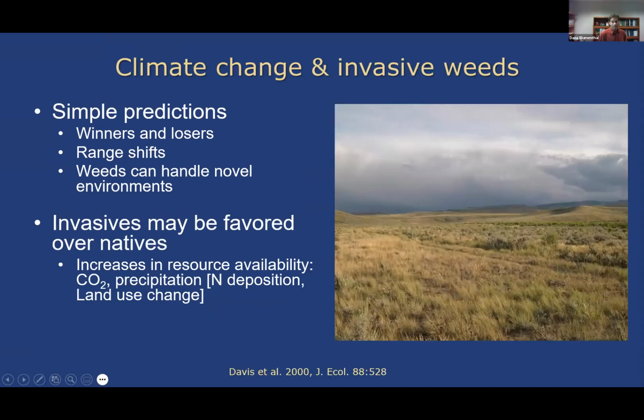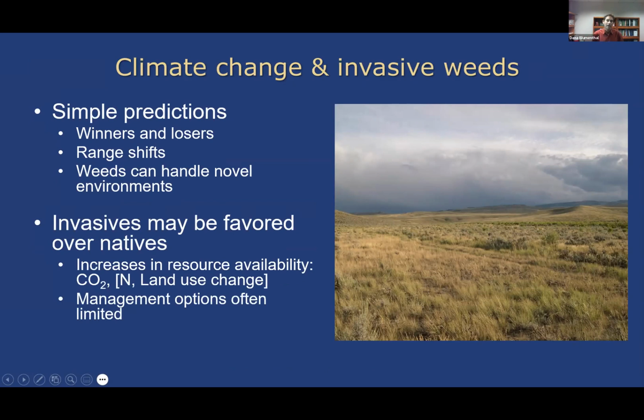What about invasive weeds? Well, I think things are going to be a little bit different there. One prediction we might make is that where climate change involves increases in the resources available to plants, that may favor the invasives, which are relatively fast growing, over the relatively slow growing, stress tolerant natives they're often competing with. And the examples that we'll be talking about in this talk include elevated CO2 and in some areas, increases in precipitation. Other examples of increased resource availability that have to do with global change, but are sort of outside the scope of this talk, include nitrogen deposition and land use change.